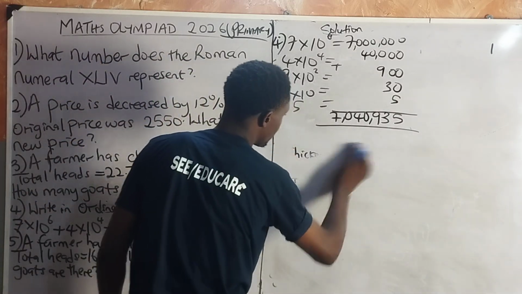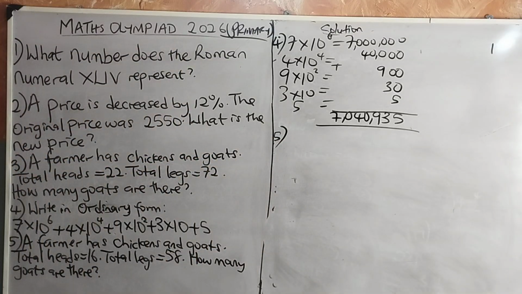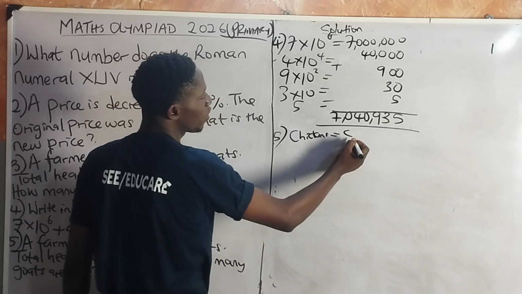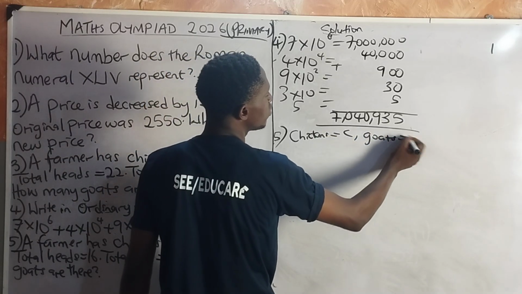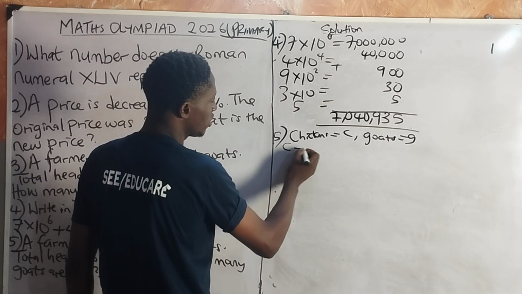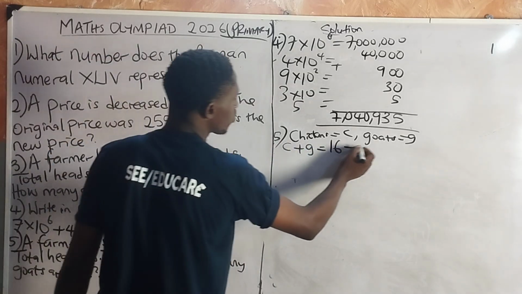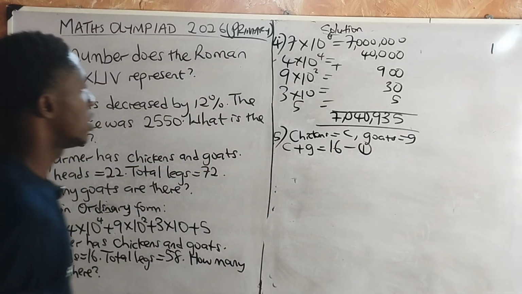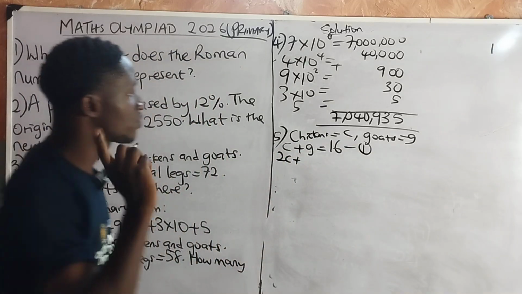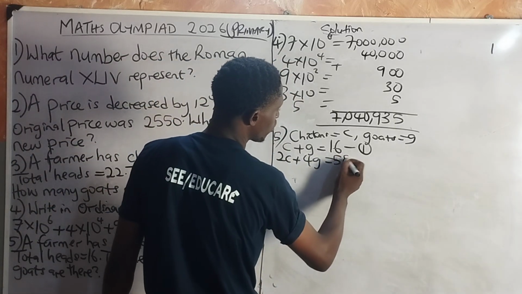Let's go to number 5. We have a farmer has chickens, so the same question as number 3. Let's use C for chickens, and for goats let's use G. So total heads means the heads of chicken plus the heads of goats is equal to 16, from what is given to us. Let's call it equation 1. And total legs: a chicken has 2 legs, so 2 times C is 2C, plus a goat has 4 legs, 4 times G is 4G, is equal to the total legs, which is 58. Equation 2.